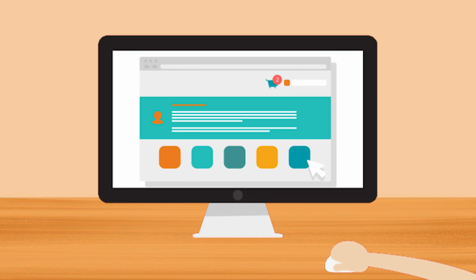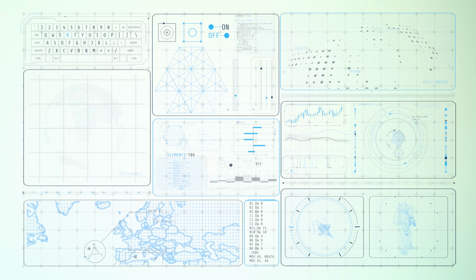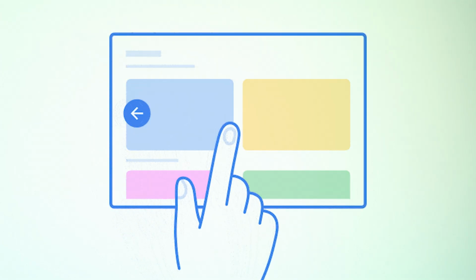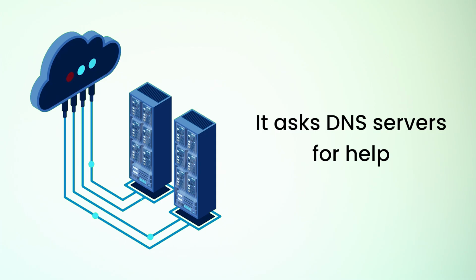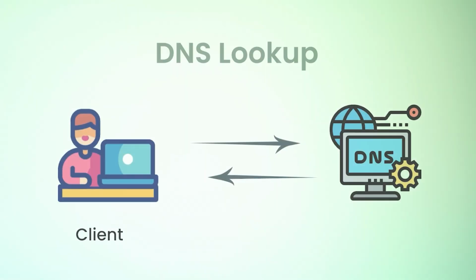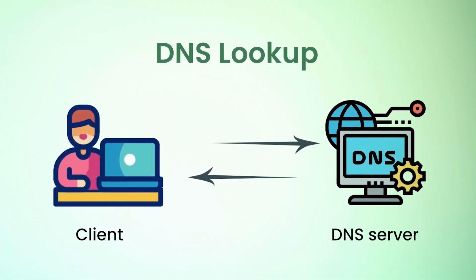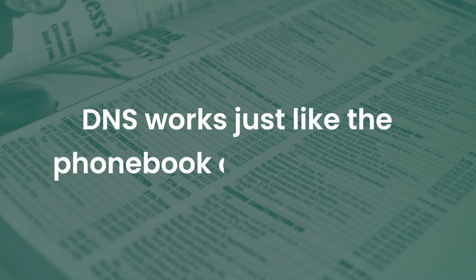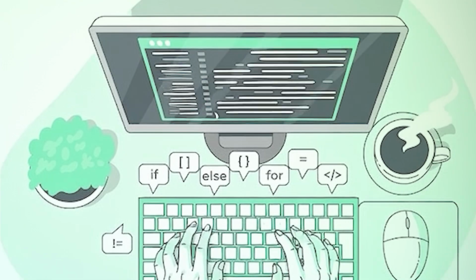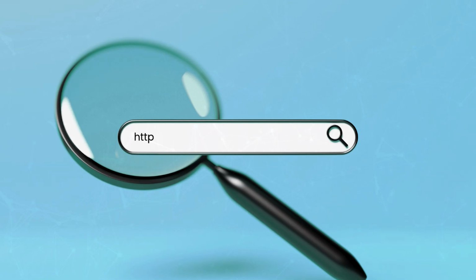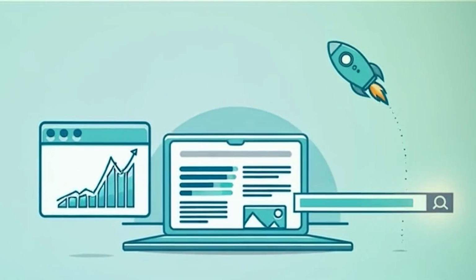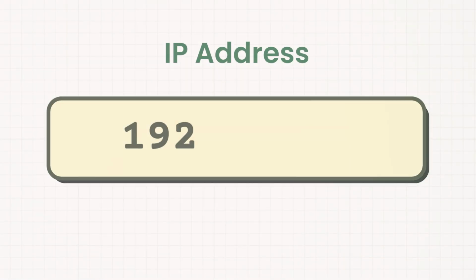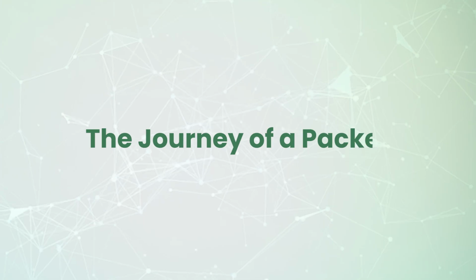When you type a URL, your browser does not magically know where that website lives. It needs directions. Before asking the wider Internet, your browser first checks if it already knows the address from memory. If not, it asks DNS servers for help. So it performs something called a DNS lookup. DNS works just like the phone book of the Internet. It takes a human-friendly request and converts it into a machine-friendly address, like 192.0.2.1.